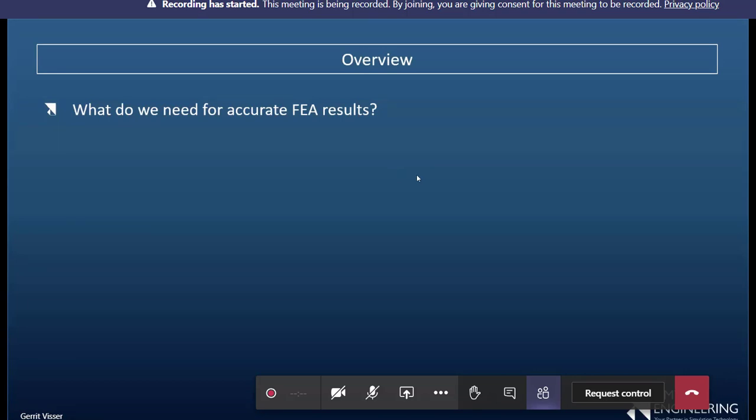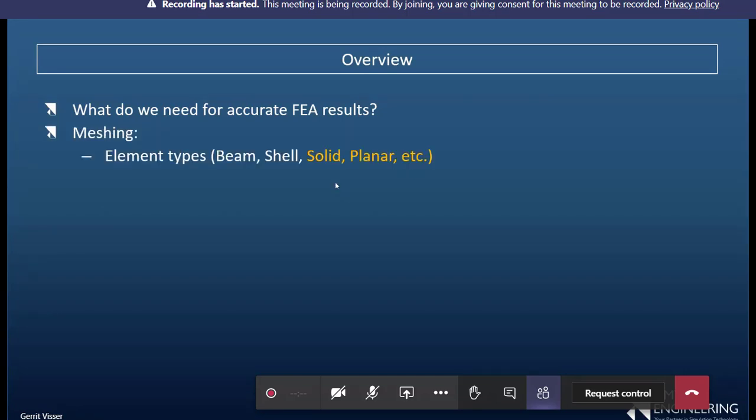In order to get good answers, we need meshing that's got the right element types, whether it's beam, shells, solids, and so on. Apologies, I'm looking at the wrong slide. Okay, so this is the overview that just explains what we look at.